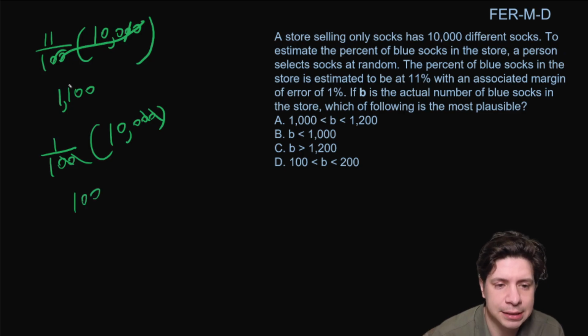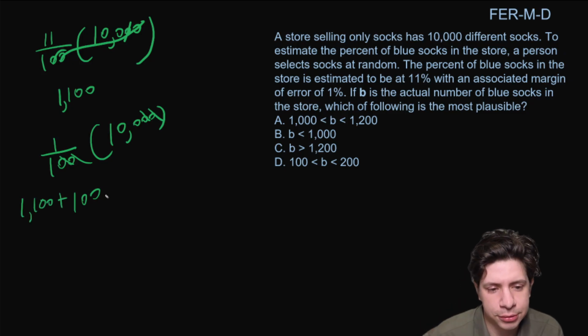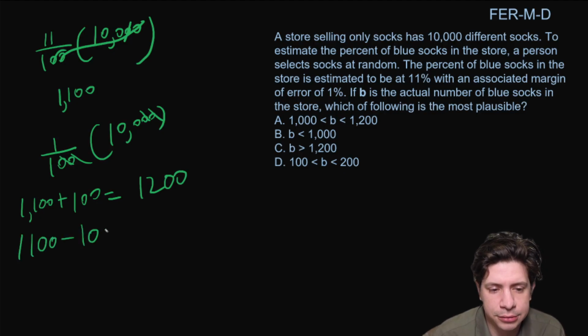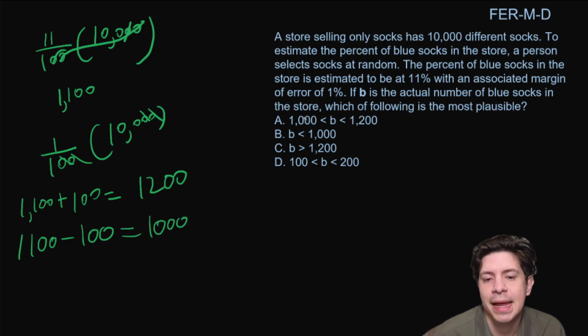So we're going to add and take away 100 from 1100. So it'll be 1100 plus 100. So that'll be 1200. And 1100 minus 100, which is 1000. Okay, and that is going to give us A, right?